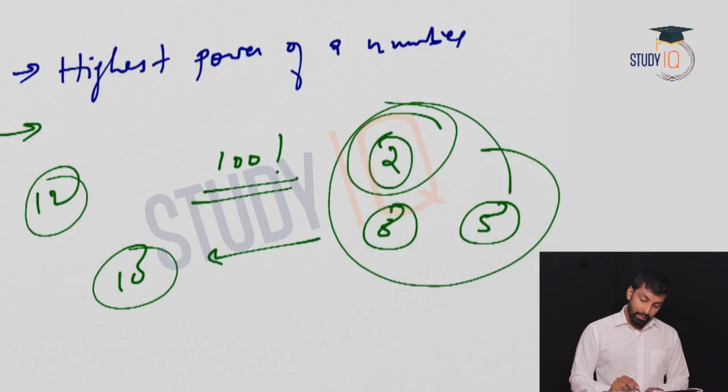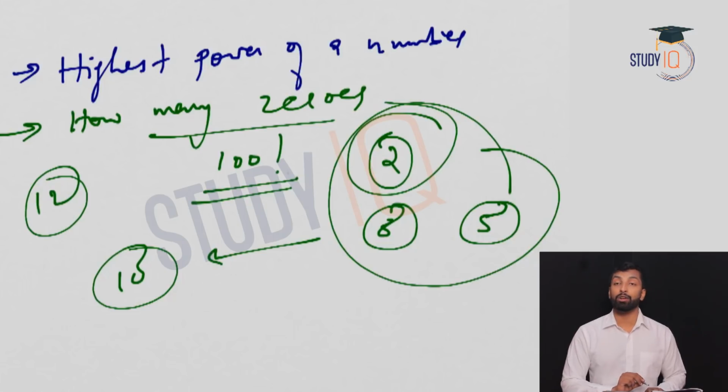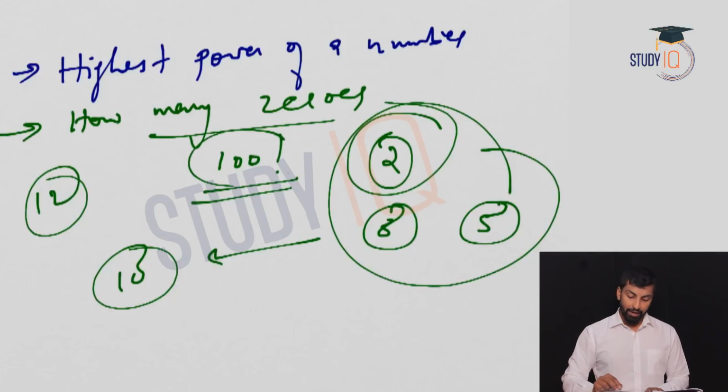Then I can also ask you how many zeros are there in a factorial, or in the end of a factorial or a product. Okay, how many zeros are there? So 100 factorial definitely will have zeros. How many zeros are there?